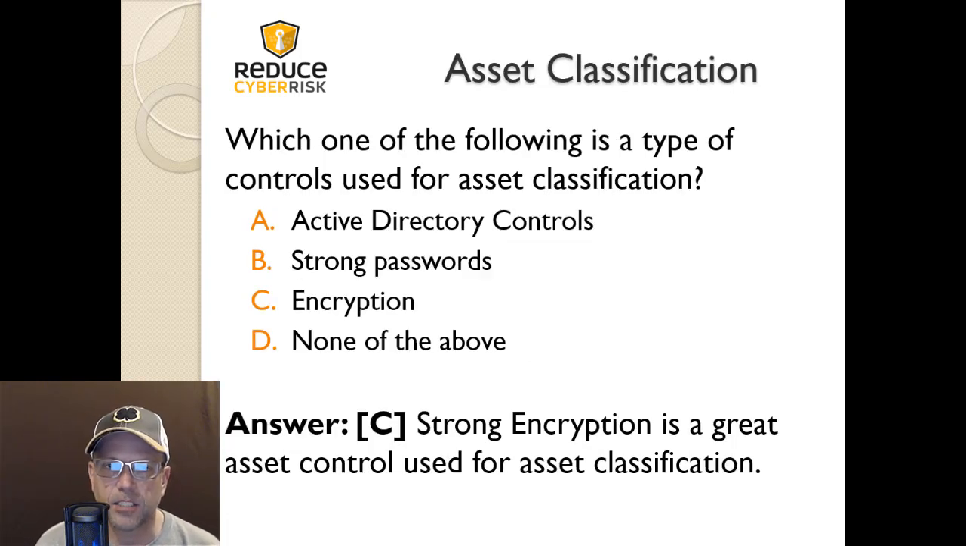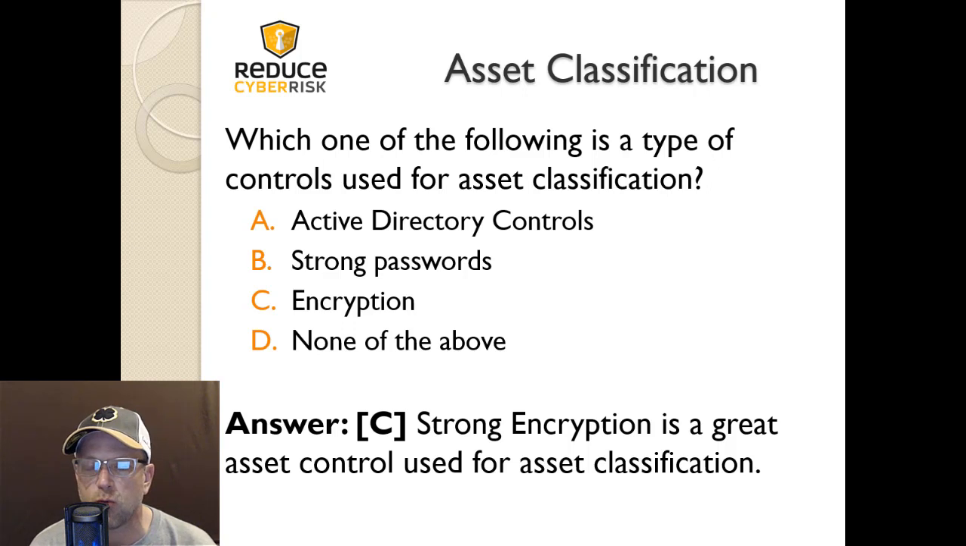Asset classification. Which one of the following is a type of control used for asset classification? A. Active Directory controls. B. Strong passwords. C. Encryption. D. None of the above. The answer is C.